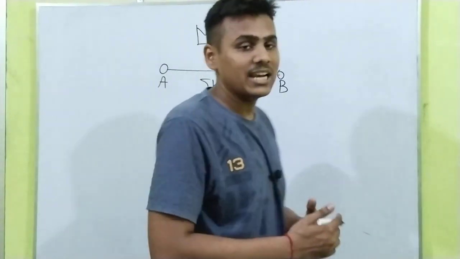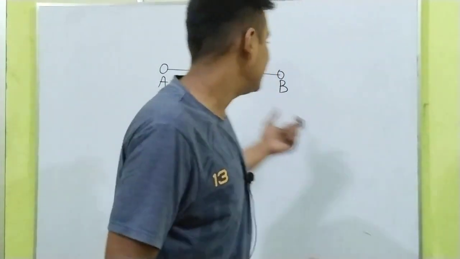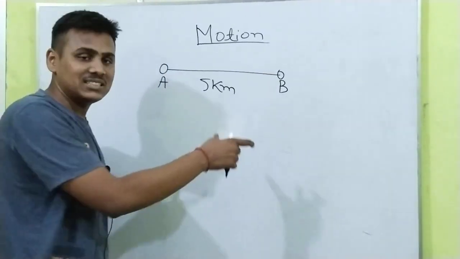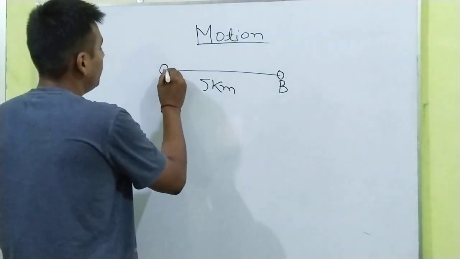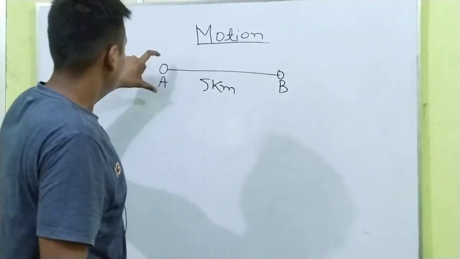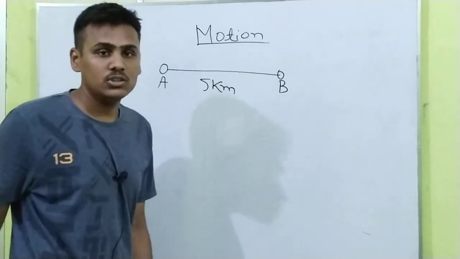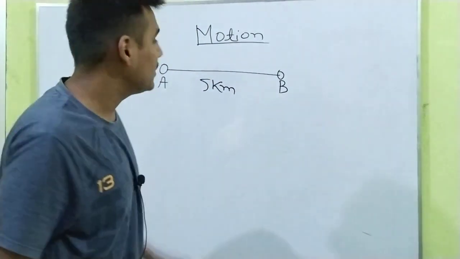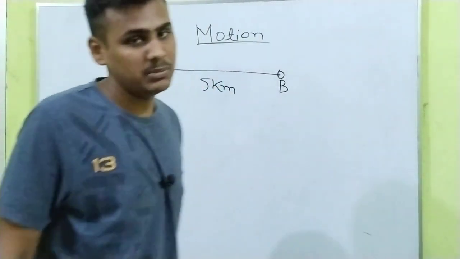After that, the second term is displacement. Displacement is the shortest distance between the initial and final position. If we again consider this example, if a particle moves from point A to point B, then the distance is 5 kilometers. But the shortest distance between the initial and final position is also 5 kilometers. So in this figure, distance equals displacement. But the basic difference between distance and displacement is that distance is a scalar while displacement is a vector.